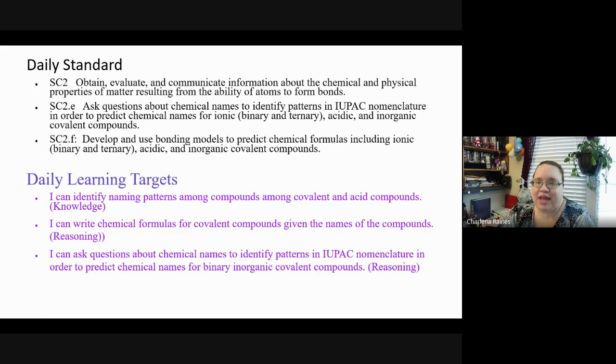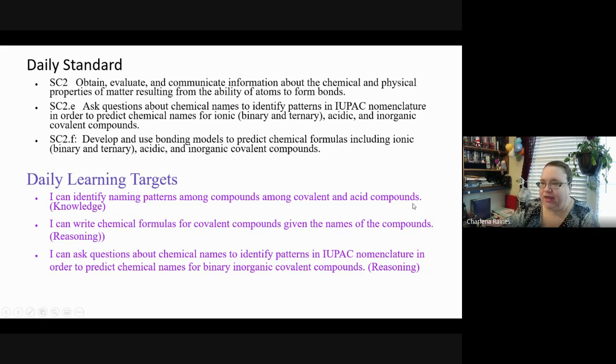Today we are actually looking at the last type of nomenclature, the last set of rules, still working with standards E and F, where we're looking at the patterns in our nomenclature and trying to write names and formulas for our compounds. So our last type of compound is our covalent compounds. Remember from Unit 1 when we learned about our intramolecular forces, covalent compounds were compounds where elements shared electrons because they had similar electronegativity values.